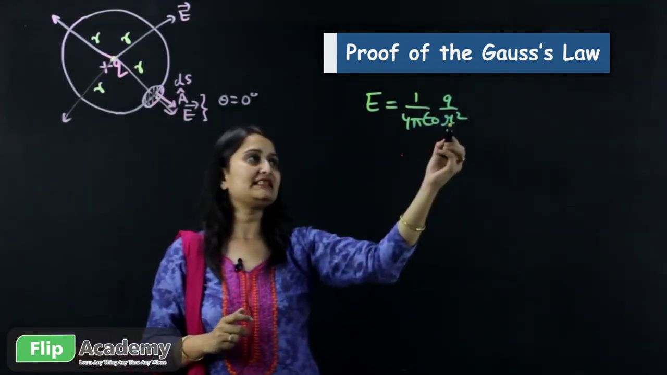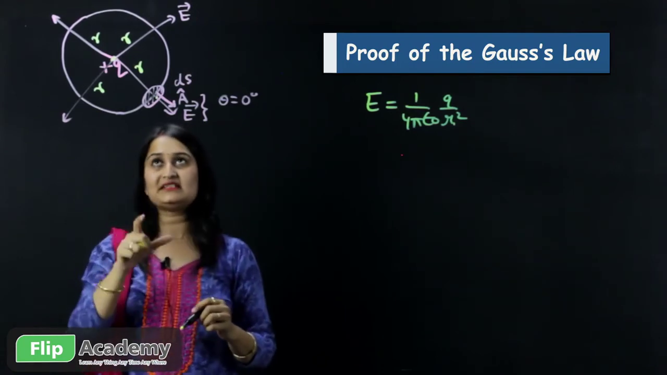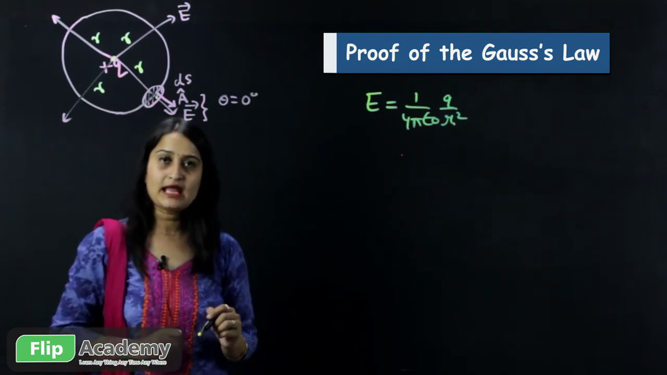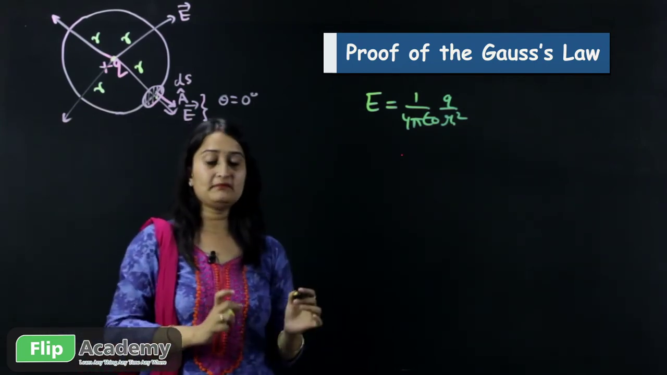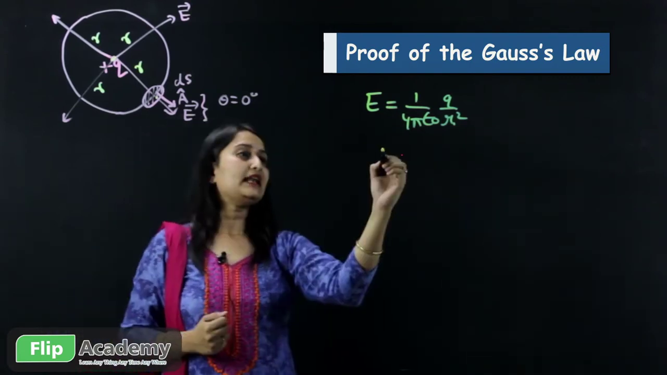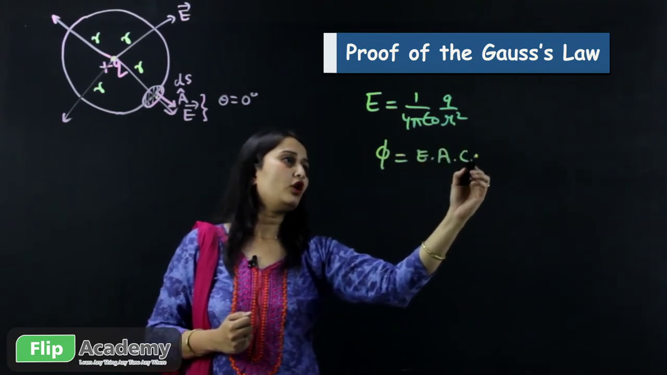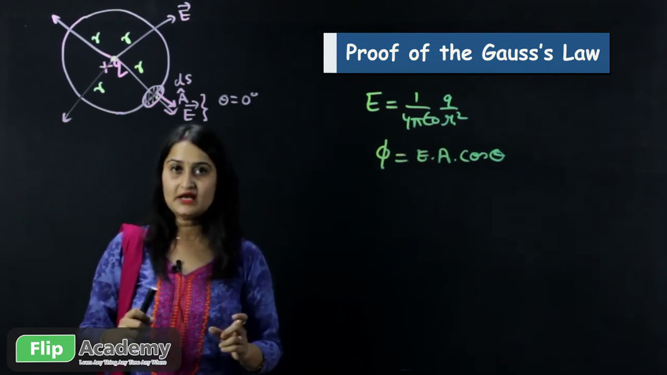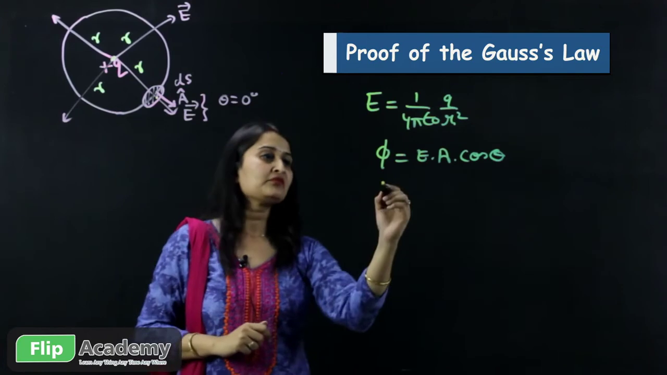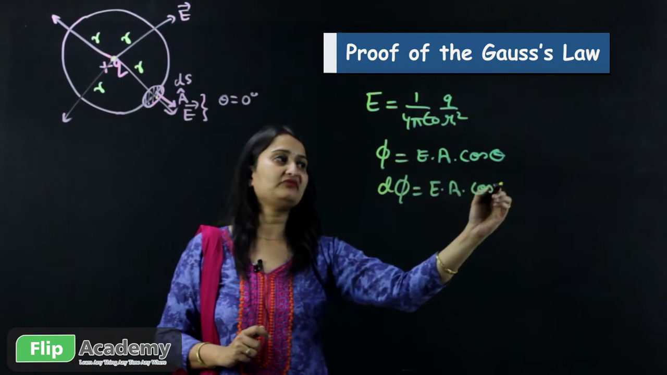So all these points are at distance R. In this condition, the separation distance is represented as the radius, because we are considering the distance from Q to the small area, that is ds. Now we know the formula for electric flux: it is given by E dot A dot cos of theta. Here we are considering a very small area, so the flux is also very small, and it becomes d phi equals E dot A cos of theta.